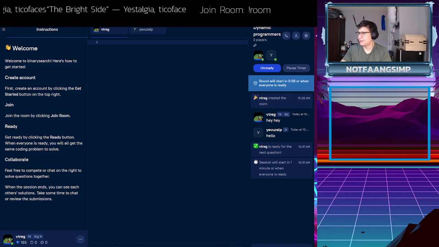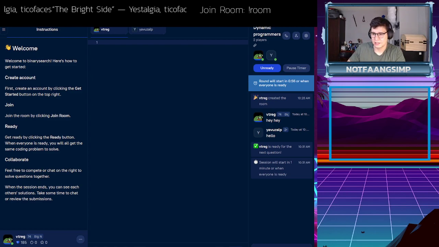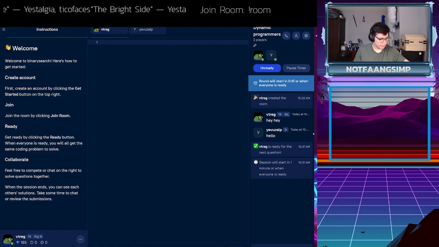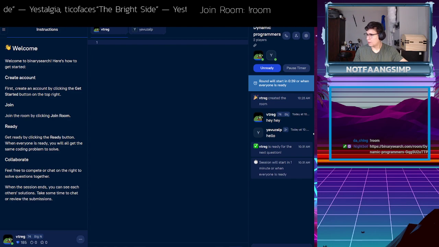Hopefully it's nothing too difficult. Hopefully no DP. Oddly enough, we haven't really seen a lot of dynamic programming as of yet, which is kind of surprising. I think I've only seen a few problems, even in the months that I've been doing this. Just adjusting the power settings on this laptop. There we go. Don't want to kill the battery.